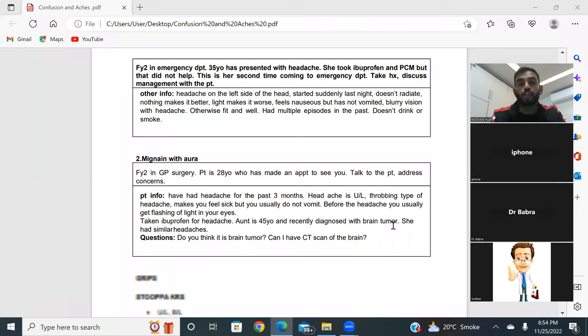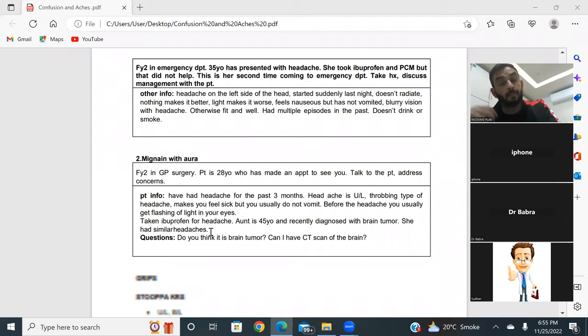Aunt has a tumor. She had similar symptoms. This is her concern. When we do ICE, I have talked about doing the ICE, this is what she's going to tell you. Ideas, concerns, expectations: anything else you want to tell me? Maybe she's not telling you. What is your main query? Do you have any idea what's going on with you? She will say, my main query is that I am having a brain tumor because my aunt died.